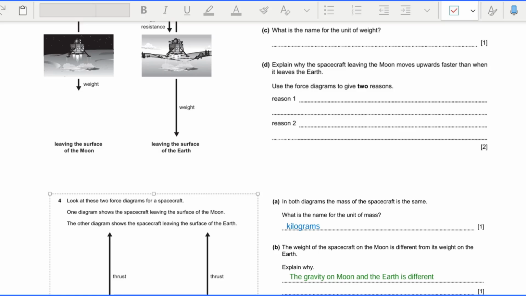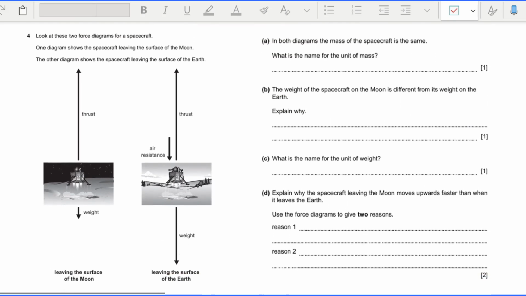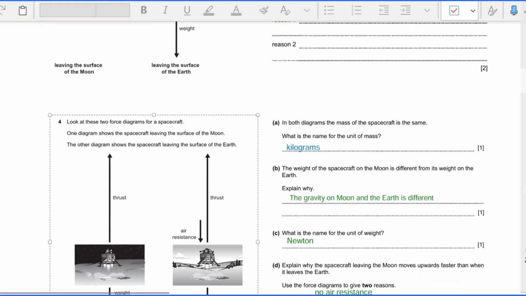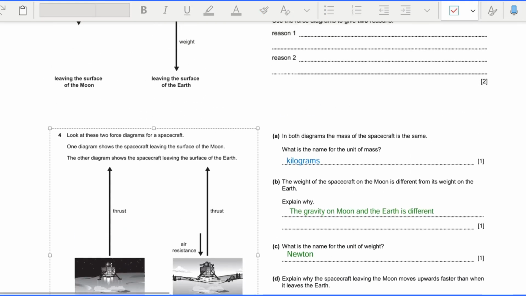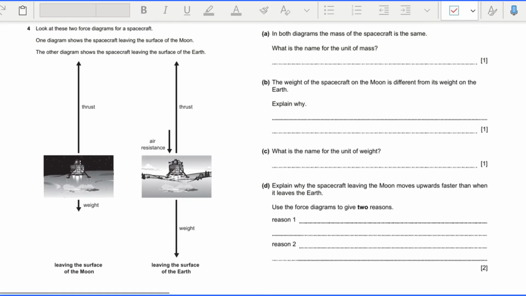Let's move on to question 4c. What is the name of the unit for weight? 10 seconds. So let's check out the answer, guys. The unit of weight is the newton, of course. Now let's move on to question 4d.